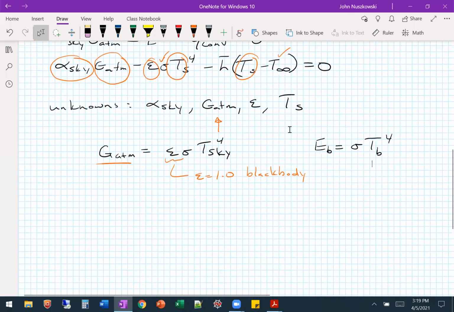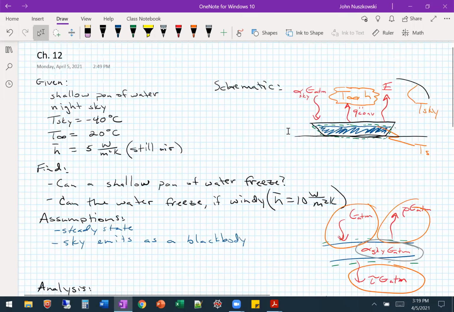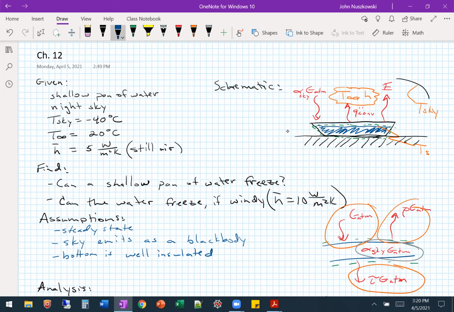Oh, I missed one thing. I said we labeled everything. The other part was that we needed to say that it's well insulated at the backside, at the bottom. If it wasn't, we would have conduction between whatever this pan of water is sitting on and that surface.